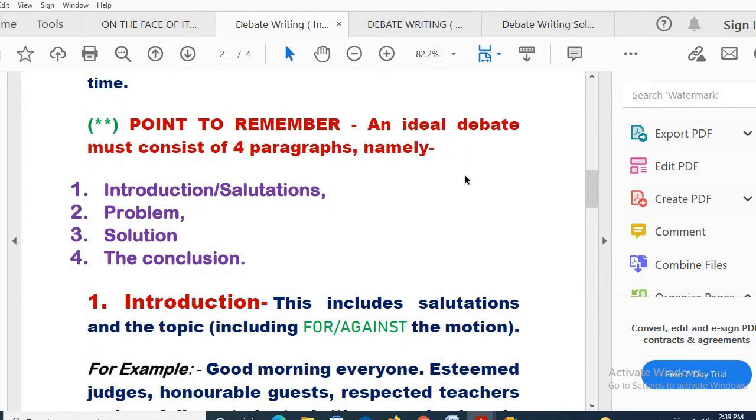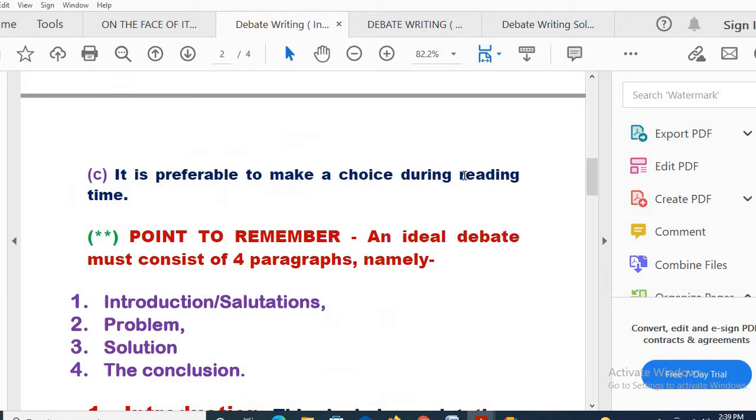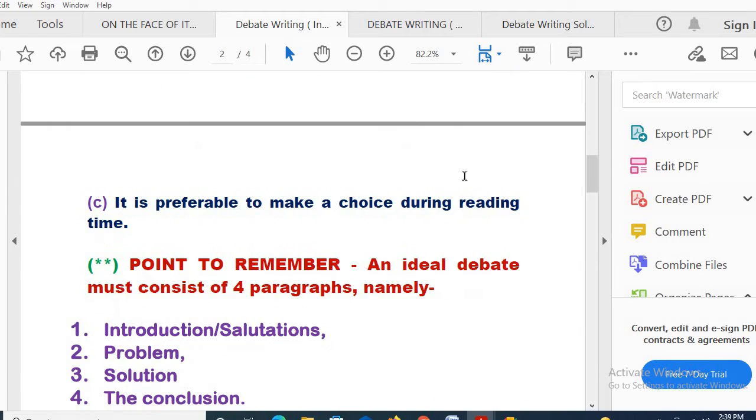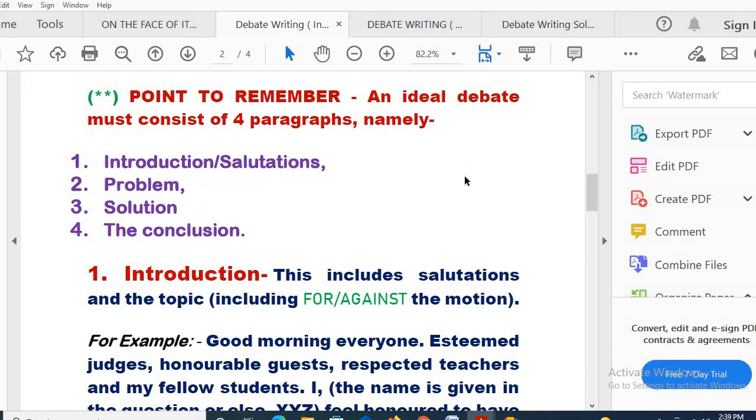Is there any doubt at the back of your mind? You can ask me. Is there any doubt, or is it clear to all of you? Shall I move on to the points to remember? Yes, sir. Okay, fine. Let us move on to points to remember.